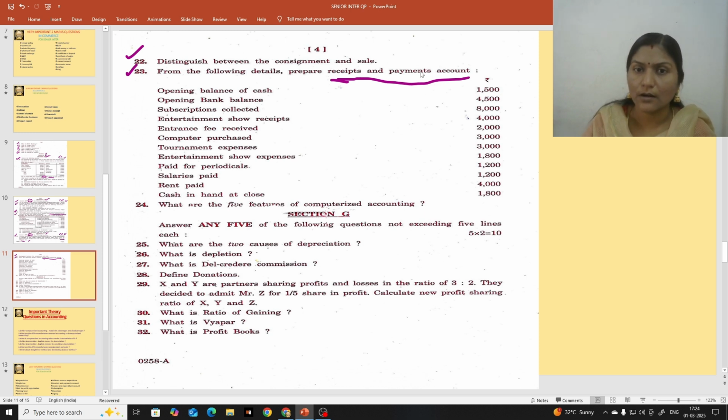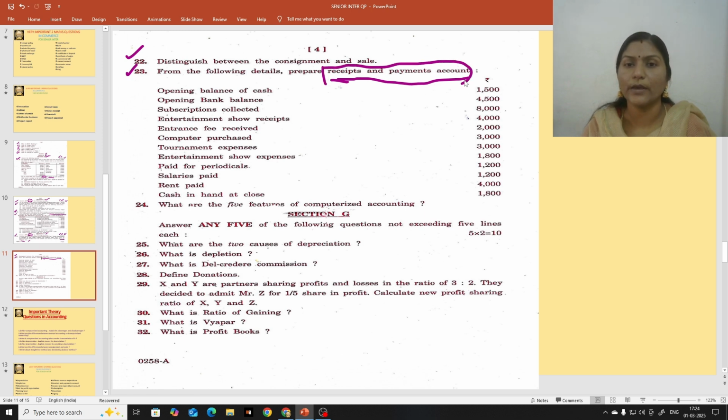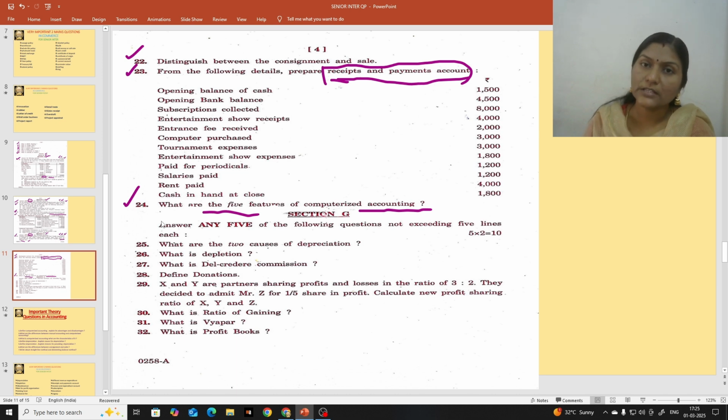So this is what actually is a preparation of receipts and payments account. This looks like a cash book, okay. You should learn how to prepare this, and you can score 5 marks. 2 problems, one is depreciation, the other one is receipts and payments account, and 2 theory questions. Question number 24, that is 5 features of computerized accounting. Students, remember one thing, in computerized accounting there are 3 important questions.